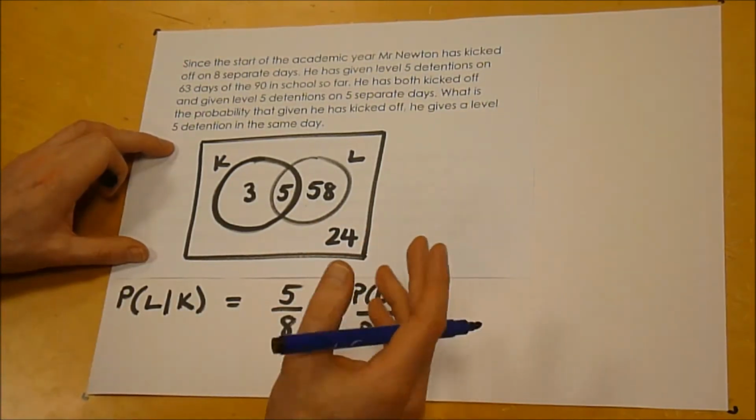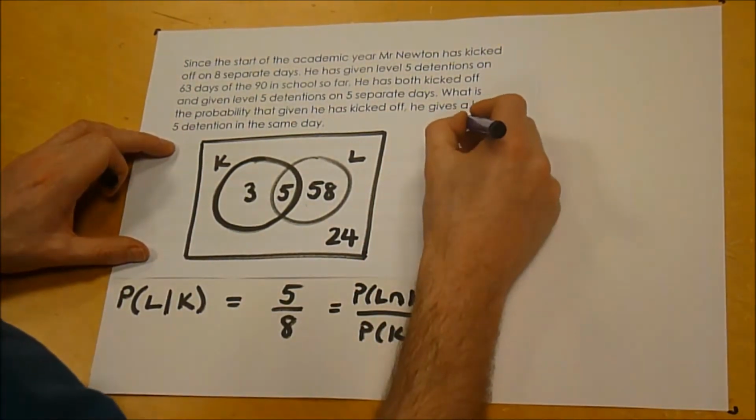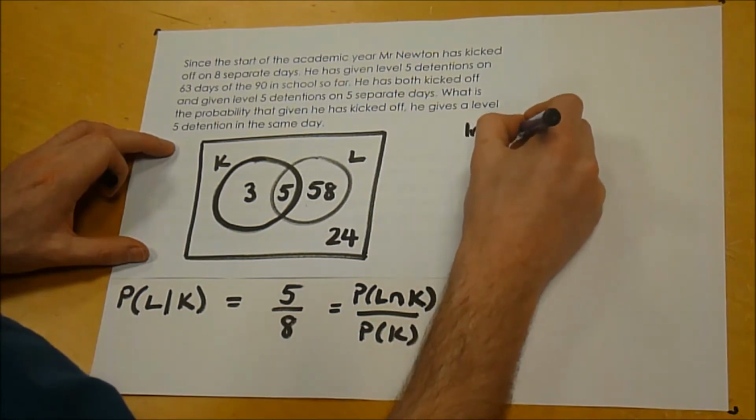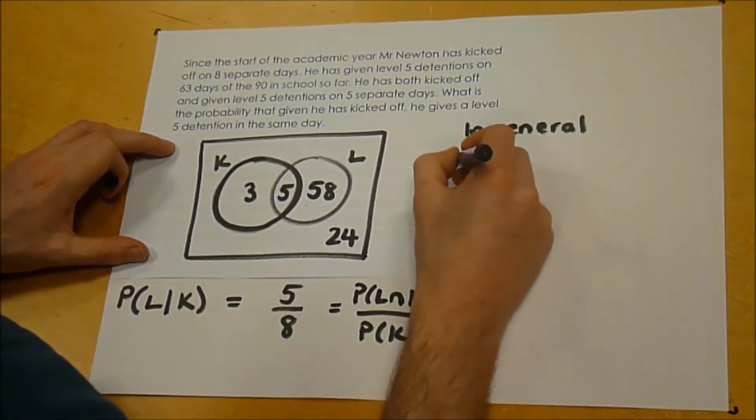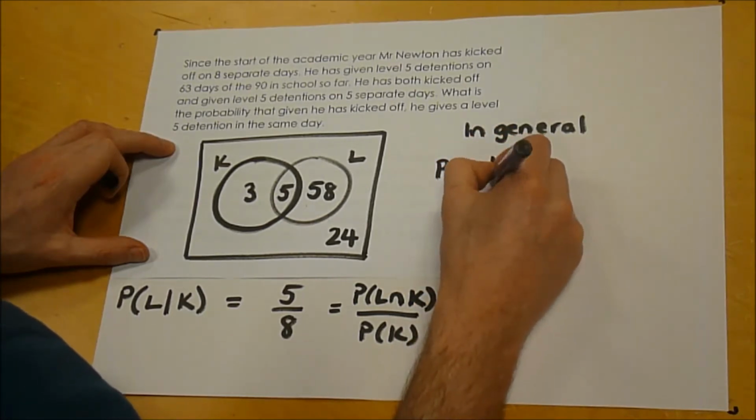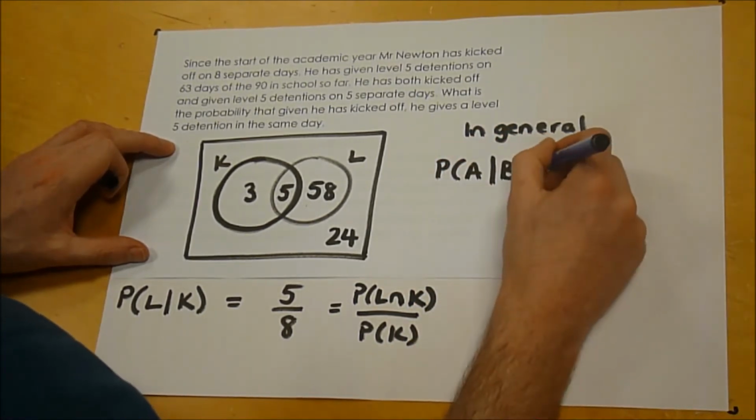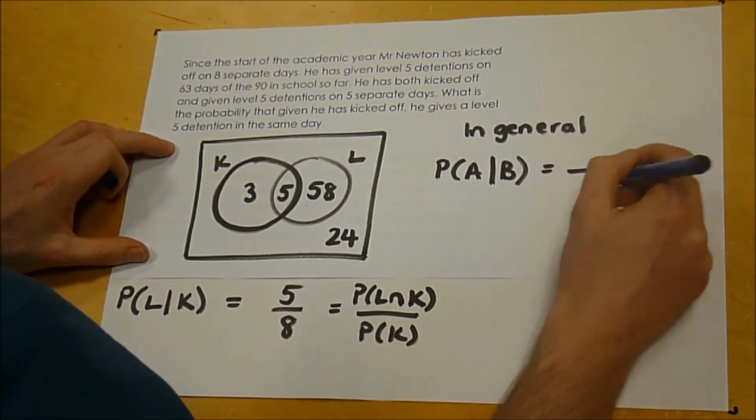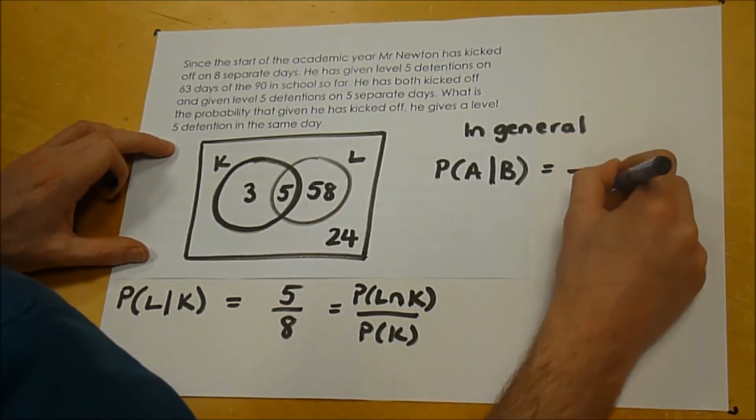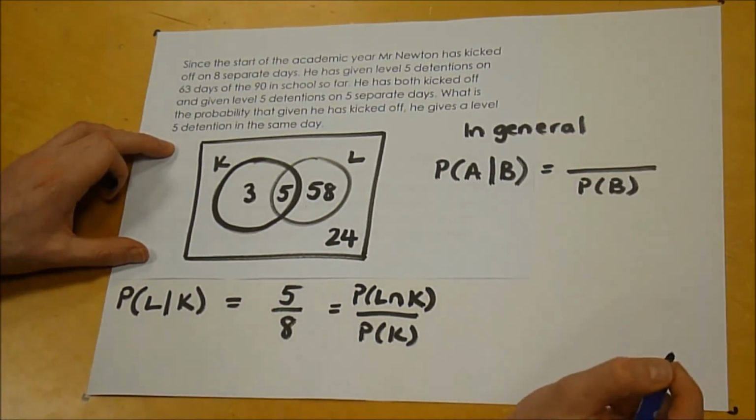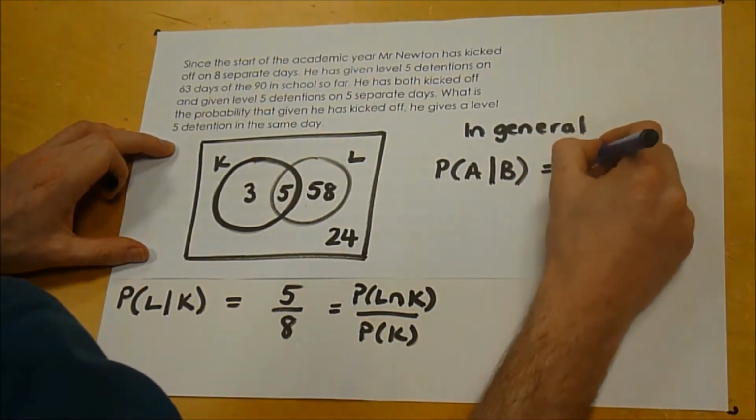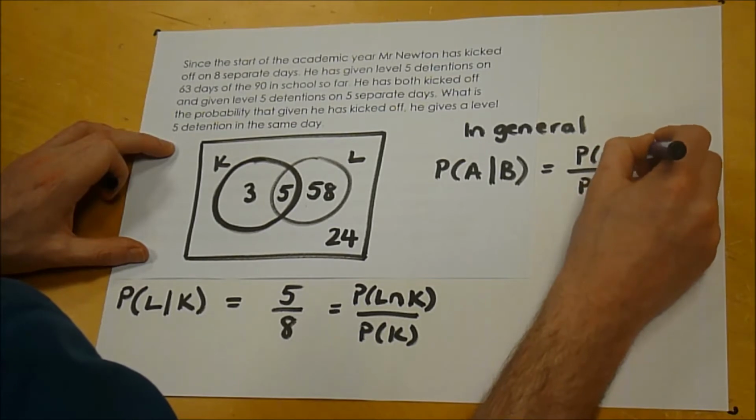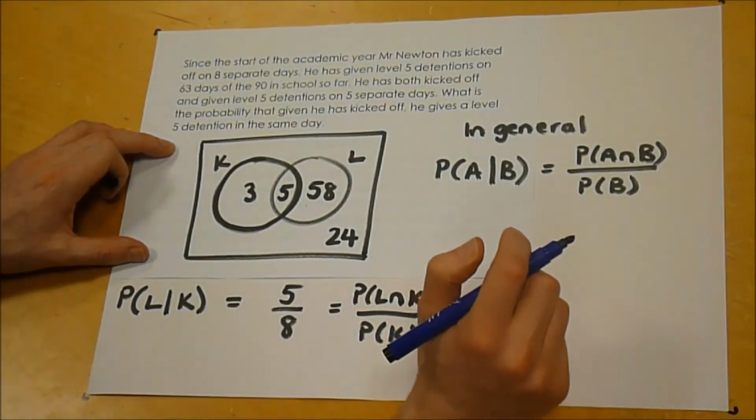So we can actually give this formula in general. So in general, if we want to find the probability of A, given that B has happened, then we restrict ourselves to looking at just out of stuff where B has happened, and we're looking for where both things have happened. So probability of A intersection B.